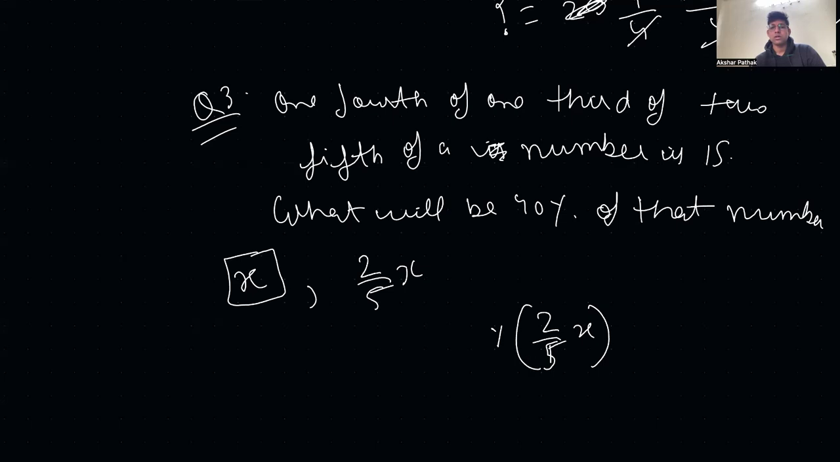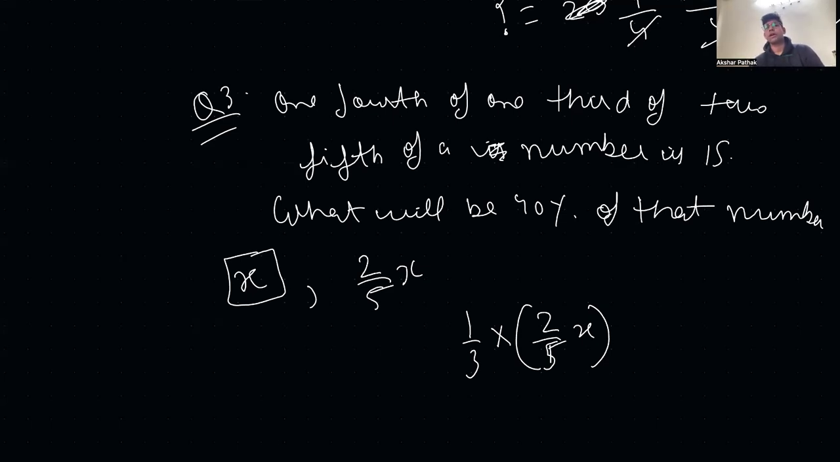Now, 1 by 3rd of 2 by 5th of a number. So 2 by 5th of a number is 2 by 5 x. And 1 by 3rd of this number is 1 by 3rd of 2 by 5 of x. Okay. Now, up till now, we have a number, let's say 1 by 3 of 2 by 5 of x, and we have written it as y, let's say y.